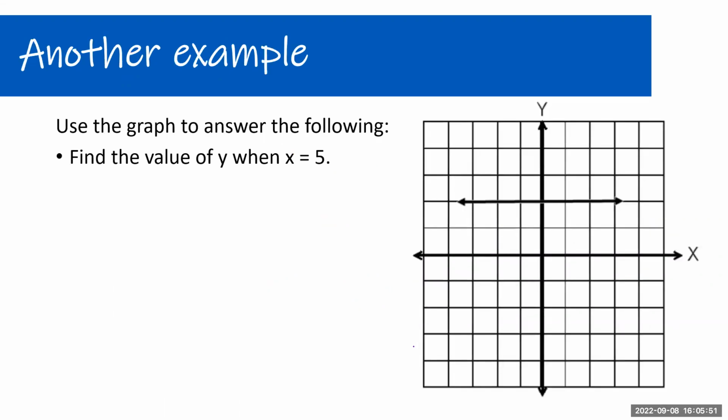Okay, let's continue on with more example work. Let's use this graph to answer the following. What is the value of y when x is 5? Well, 1, 2, 3, 4, 5. This line goes off forever because the arrows are there. Well, it turns out that our y is going to be 1, 2.